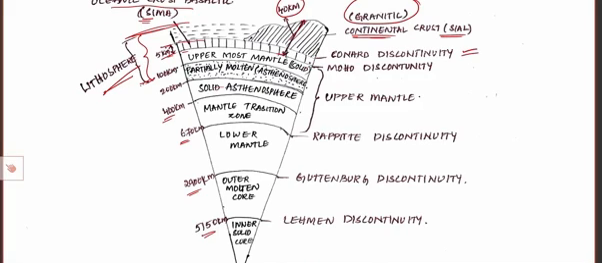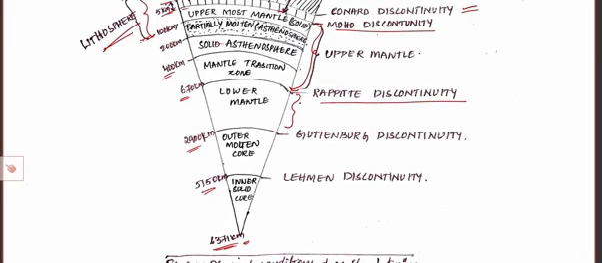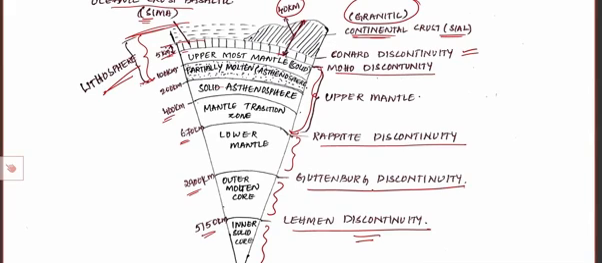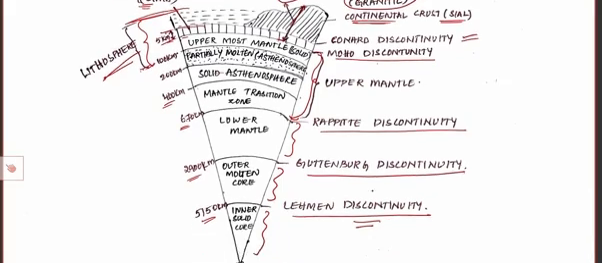The line separating the continental crust and the lithosphere is called the Conrad discontinuity, and the one separating the upper mantle and the oceanic crust is called the Moho discontinuity. This entire area we call the upper mantle. This is the lower mantle. The boundary separating upper mantle and lower mantle is called the Repetti discontinuity, and the boundary separating the lower mantle and the outer molten core is called the Gutenberg discontinuity. The boundary separating the outer molten core and the inner solid core is called the Lehmann discontinuity. So I think we have clarified all the things from this figure, and this will help in our further understanding of the topic.